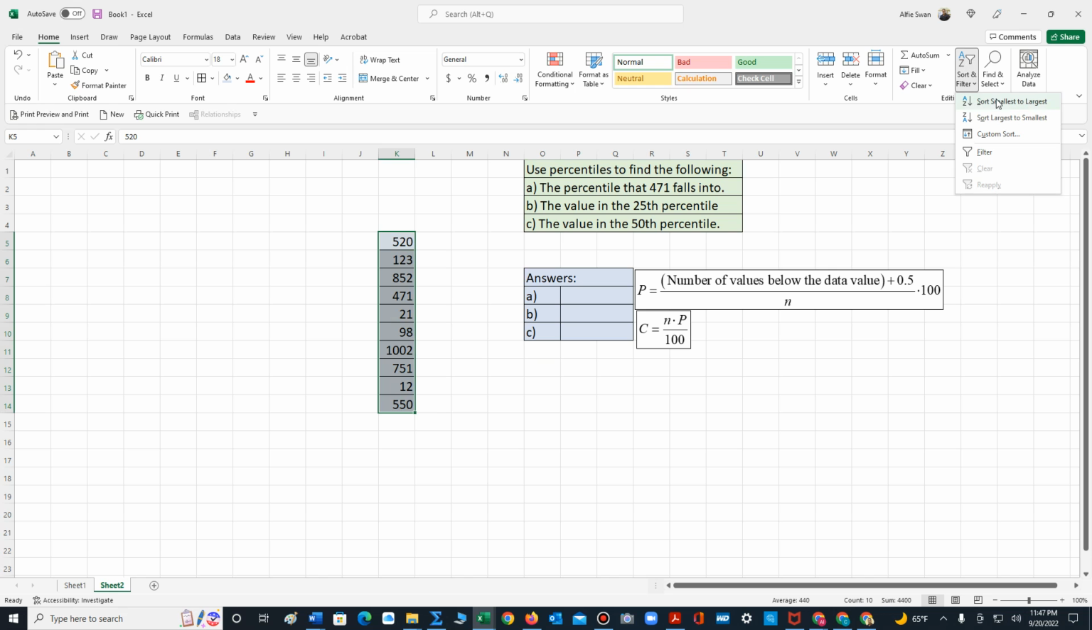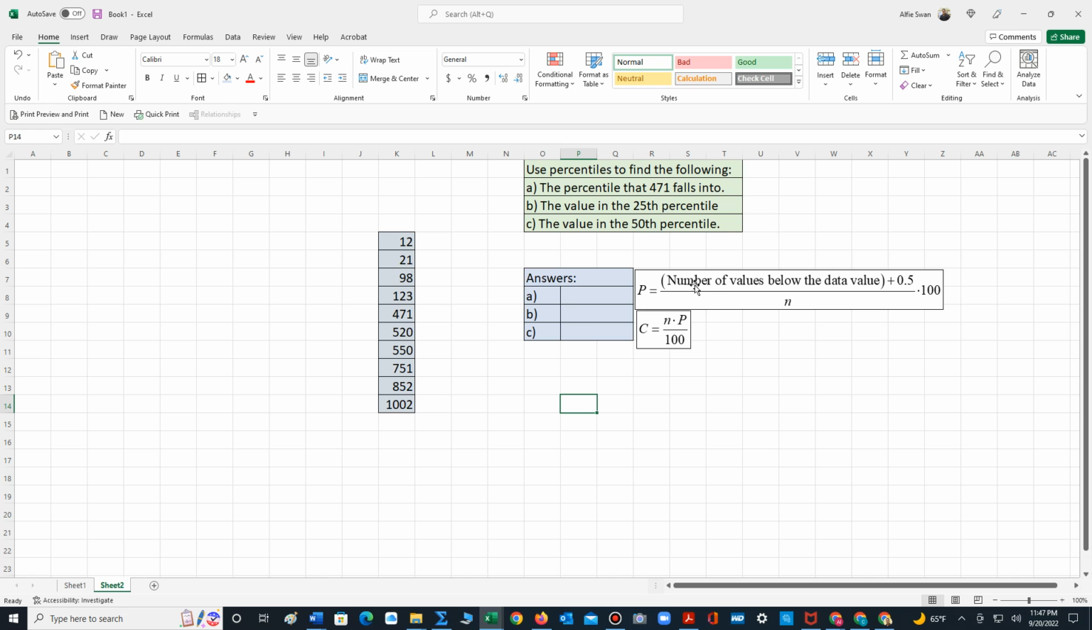So let's use the sort feature in Excel to sort from the smallest to the largest. Now to answer part A, to find the percentile for 471, we apply this formula here. The percentile P is the number of values below the data value plus 0.5 divided by n. N is the total number of data values. And then we multiply by 100.